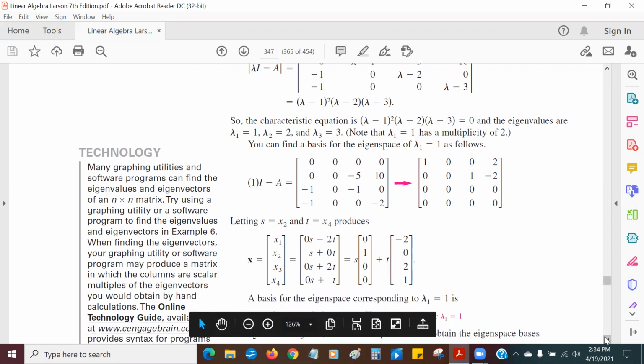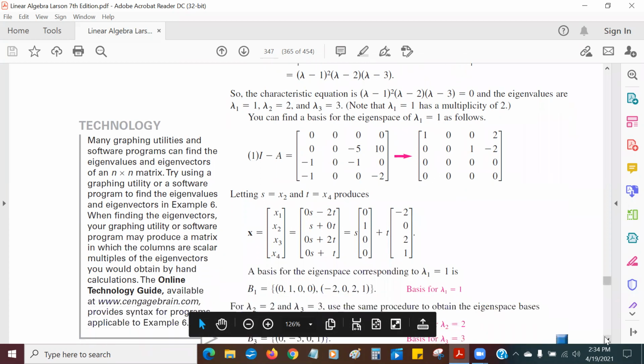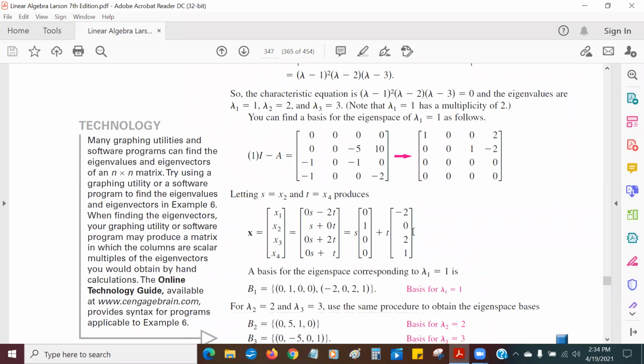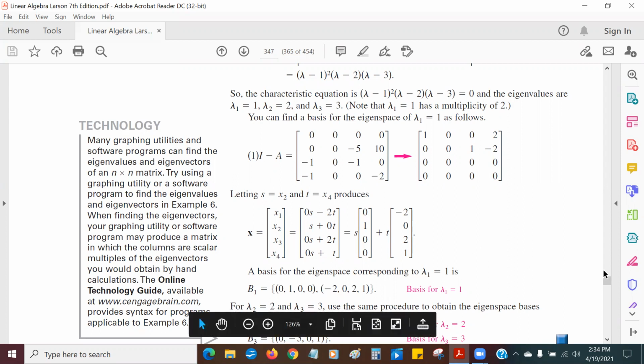So we see that lambda 1, which is the eigenvalue 1, has a two-dimensional eigenspace. That means there are two eigenvectors or two basis vectors, whatever, you get the point. So it's a two-dimensional eigenspace, and here's the basis.